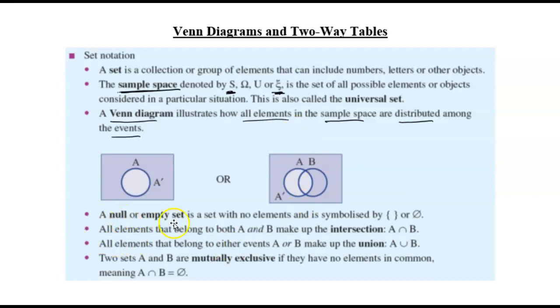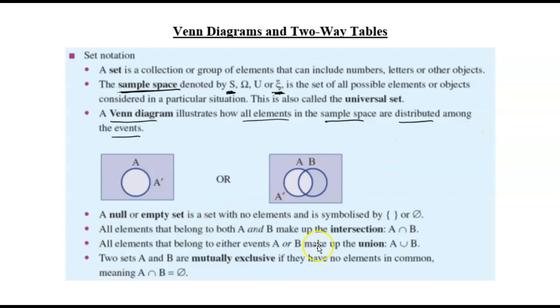A null or empty set is a set with no elements. For example, if you're rolling a dice, your options are 1, 2, 3, 4, 5, and 6, and I'm asking what the chances are of getting a letter of the alphabet. That's not possible at all in that case, so that can be considered a null or an empty set.